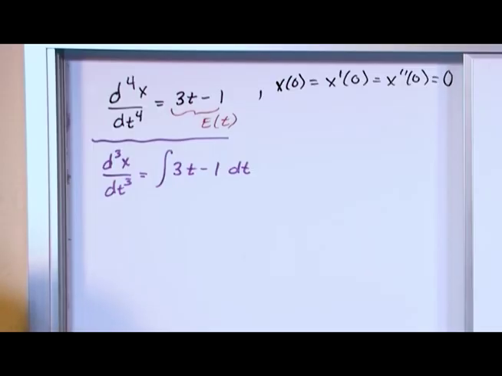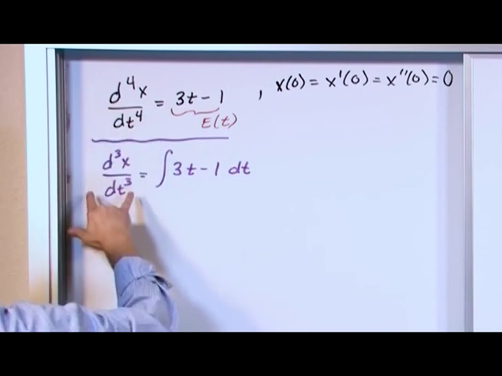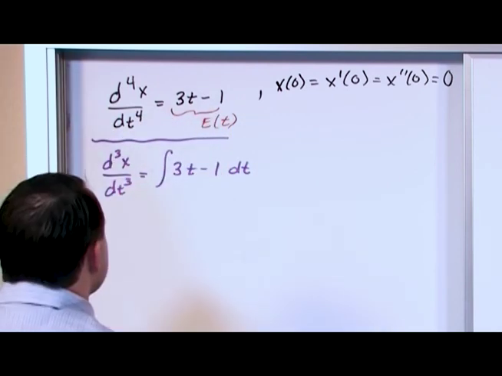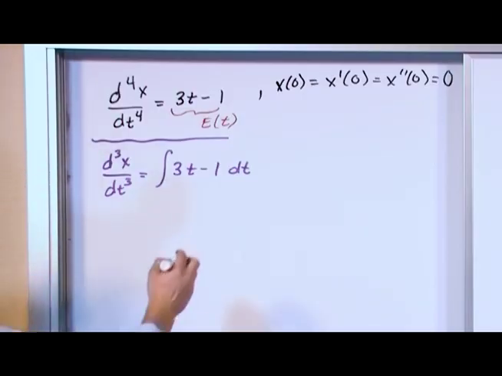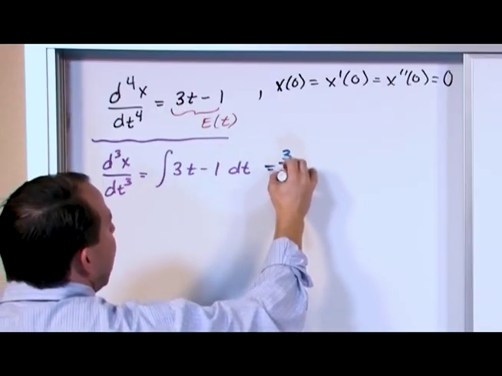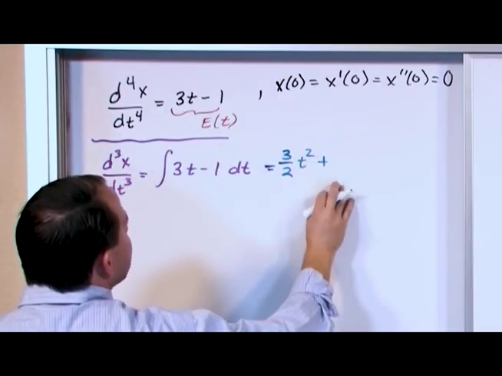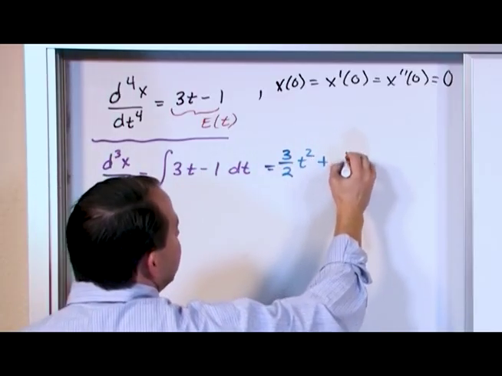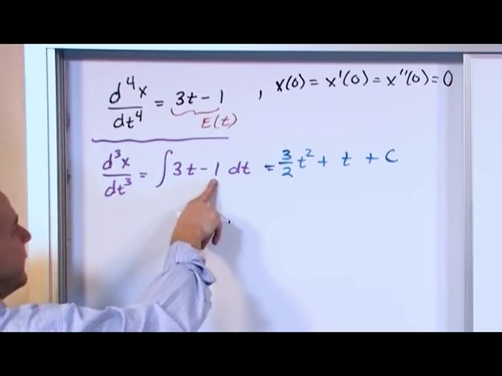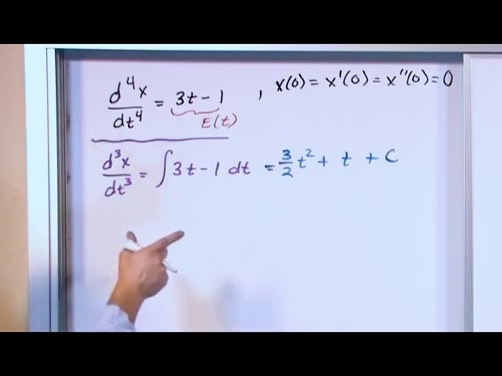So don't forget, we've done something very legal. We've just integrated both sides. Integral of this side is going to recover the next derivative up. Integral of this side we have yet to do. All right? So let's go ahead and do that. What is the integral of this on the right-hand side? Well, this is super easy. We'll have 3 halves t squared plus, integral of this is t, plus a constant of integration, c. So we have 3 halves t squared plus t from this integral plus that guy, and that is equal to the third derivative, right?